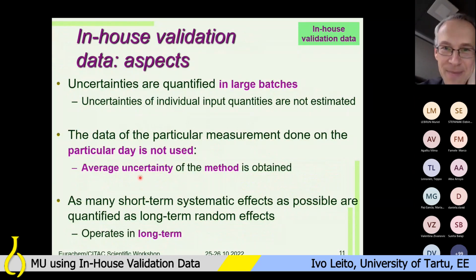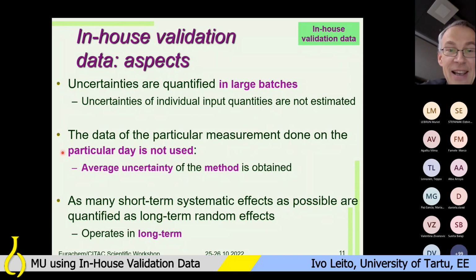What are the important aspects here? Here, uncertainties are quantified in large batches. So I mentioned previously that you might have things such as decomposition, sample carryover, maybe some adsorption phenomenon, etc. You don't really need to investigate those individually. You can quantify the uncertainties that come from those things as big batches, so that individual input quantity uncertainties or very detailed evaluation of all the uncertainty sources is not needed here.